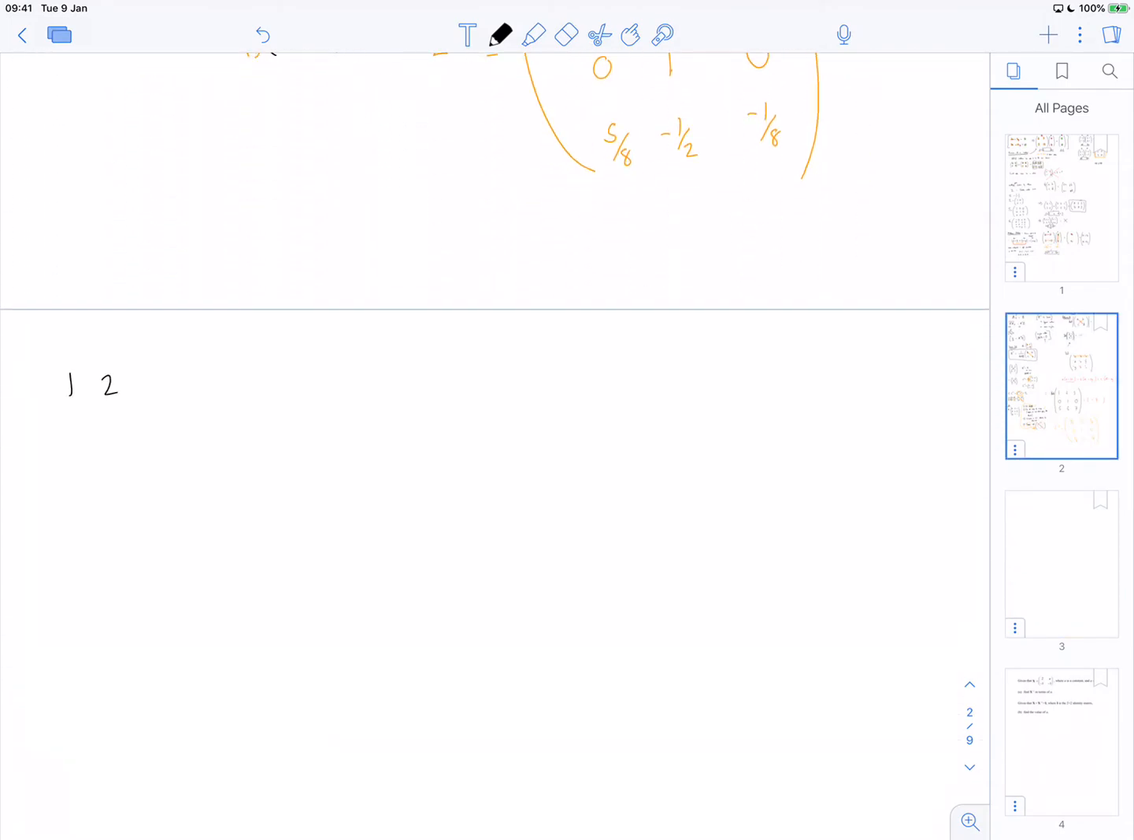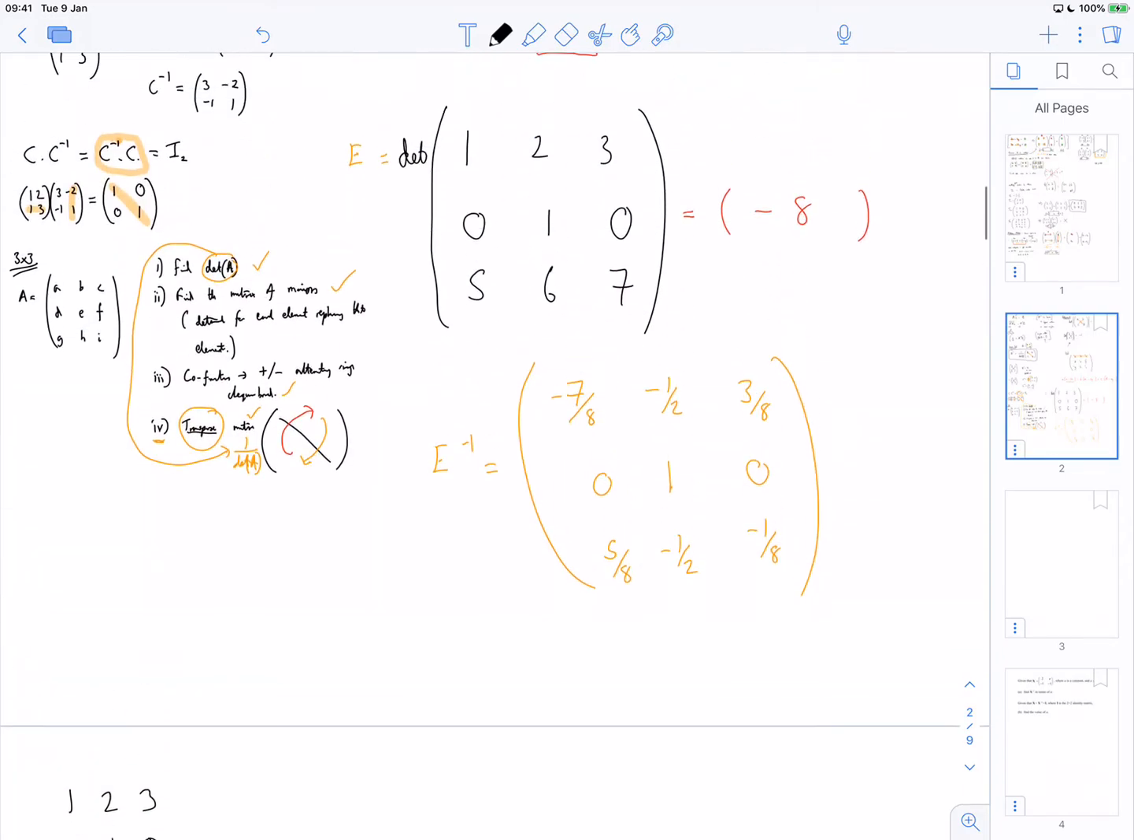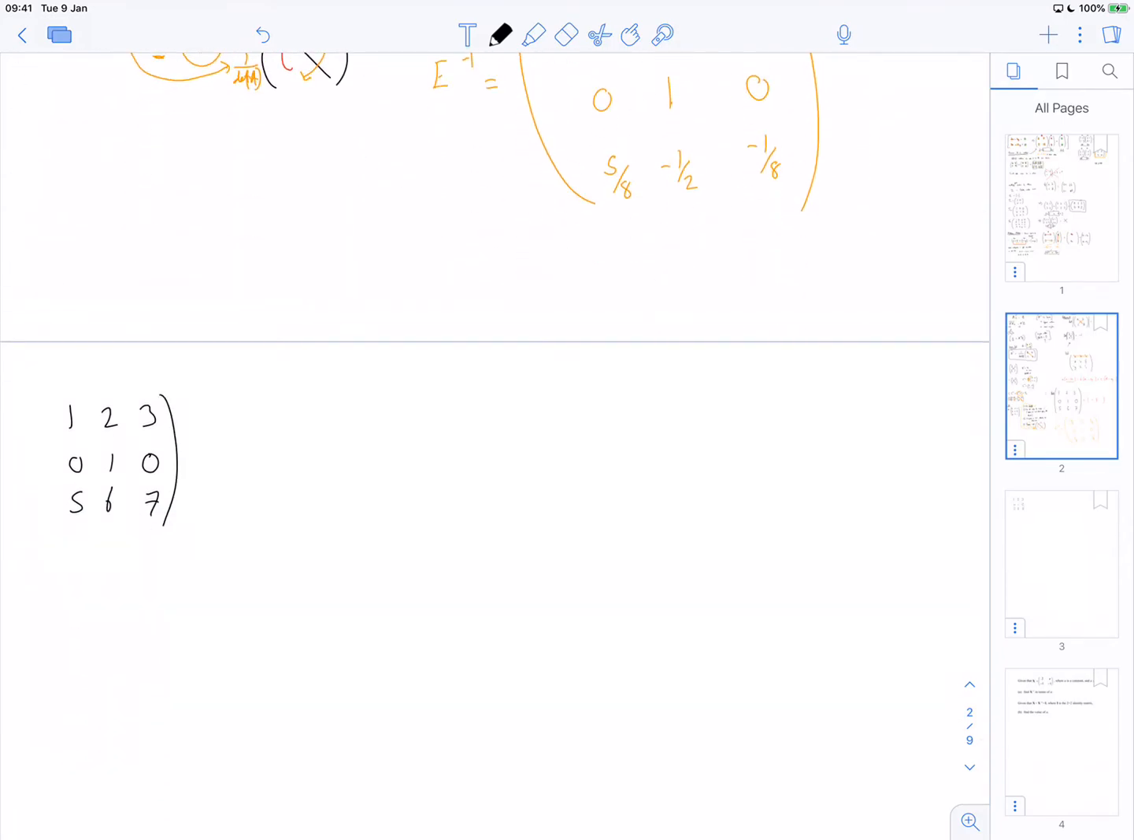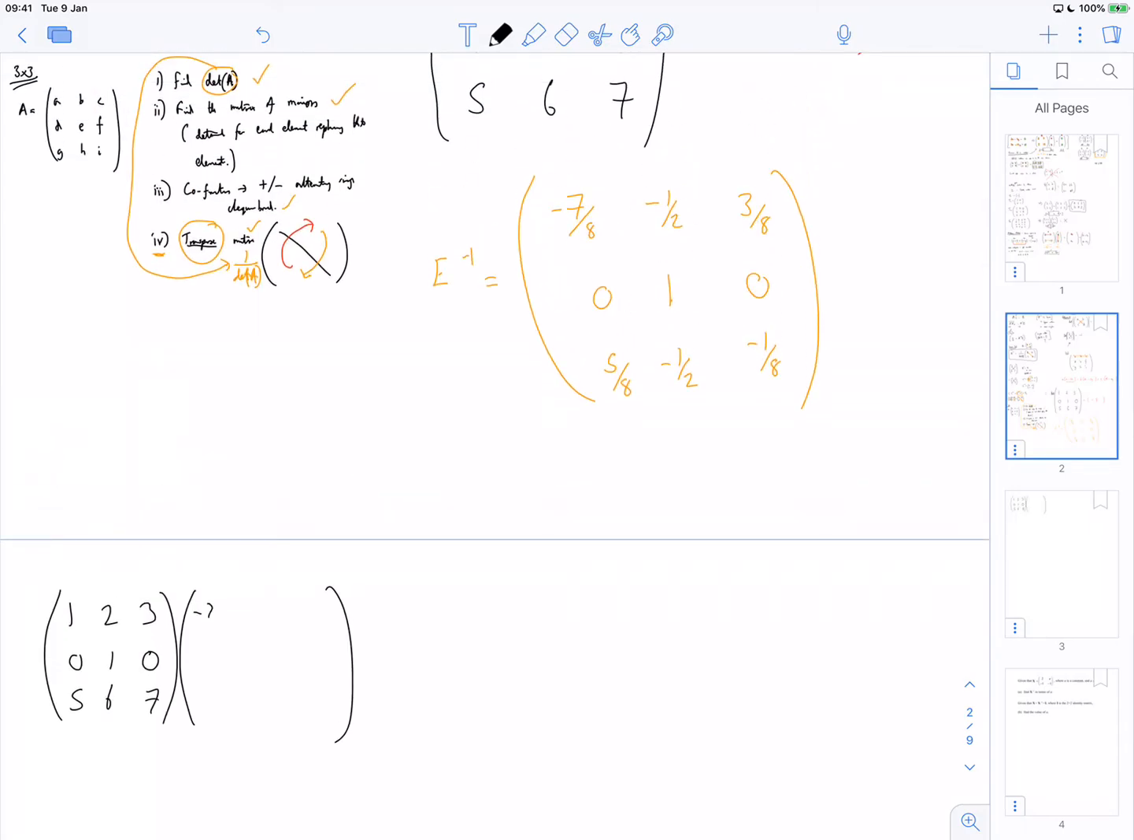So I've got 1, 2, 3, 0, 1, 0, 5, 6, 7. Is that right? Yep. And I'm claiming that if you multiply that by minus 7 eighths, minus 1 half, 3 eighths, 0, 1, 0, and then this is 5 eighths, minus 1 half, minus 1 eighth.